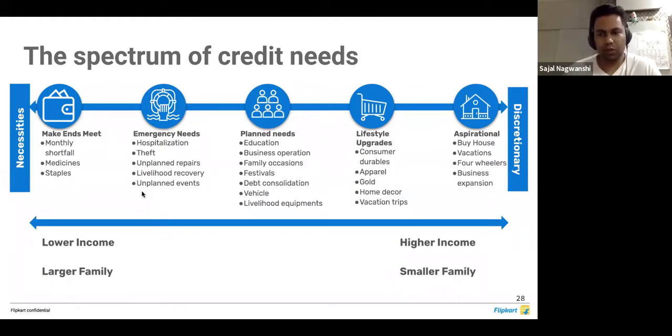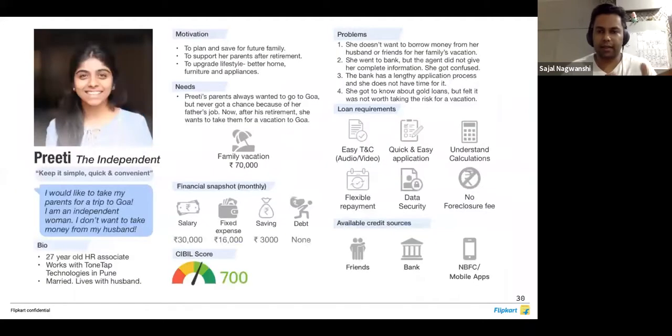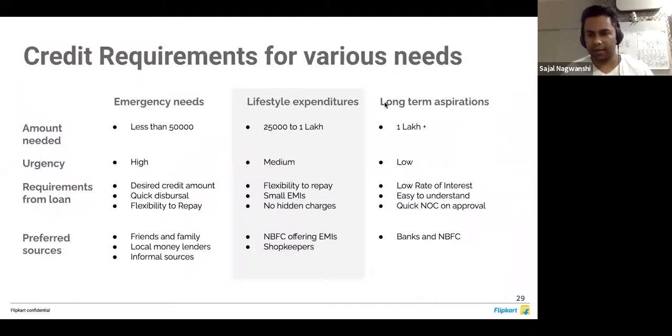That led us to narrowing down all the needs into 3 different categories, which we called emergency needs on one side, lifestyle expenditures in the middle, and then long-term aspirations on the last. And we saw that there were very unique things about all these 3 needs. The amount needed for emergency need was lesser, but the urgency was high. Lifestyle, again somewhere in the middle, was 25,000 to 1 lakh, but the urgency was medium. And the long-term aspirations were 1 lakh and above, and the urgency was lesser.